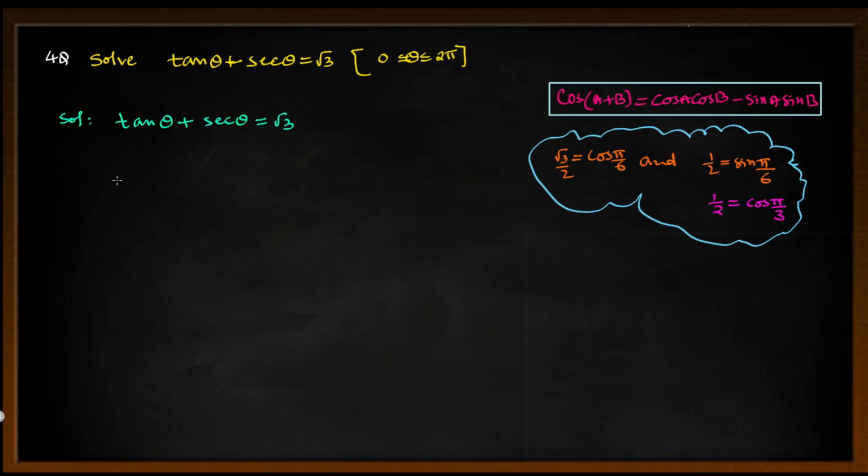So I am converting in terms of sine and cos. Tan theta means sine theta divided by cos theta, and secant theta is the reciprocal of cos, that is 1 by cos theta, equals root 3. Now cross multiply: this becomes sine theta plus 1 equals, the LCM being cos theta, root 3 into cos theta.